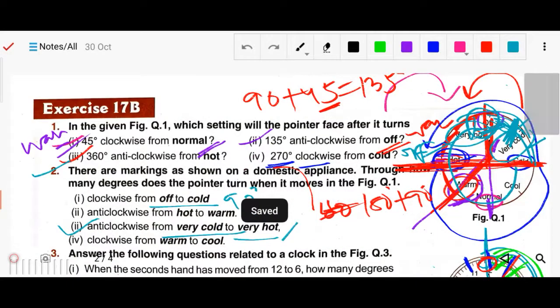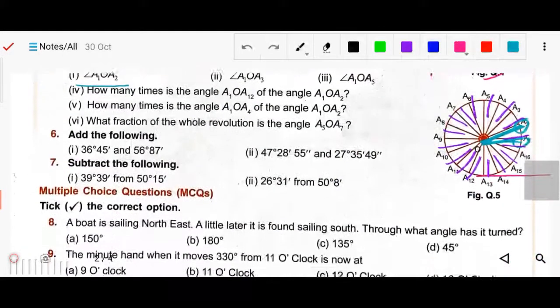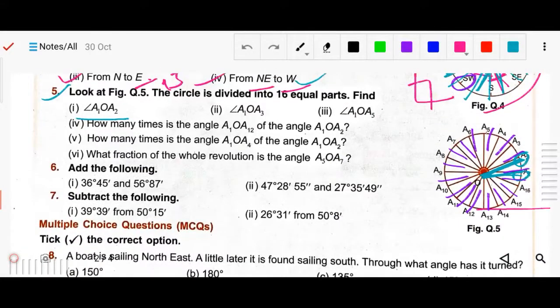Now next, you can see how many times angle A1 O A2 fits into angle A1 O A5. Here also there are some questions, like A1 O A5. So how many parts is it covering? 1, 2, 3, 4.